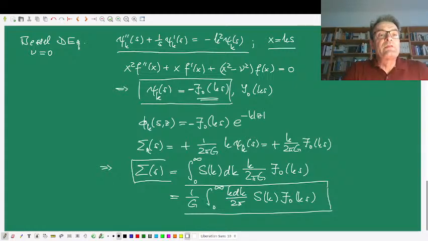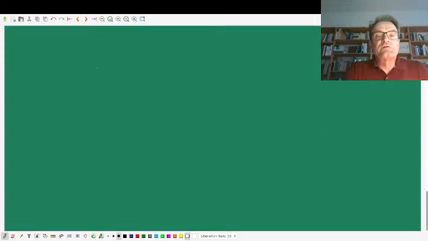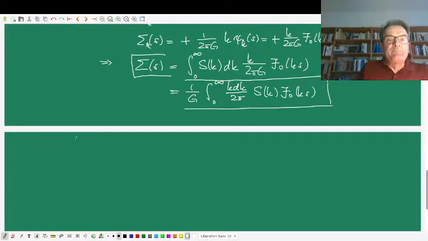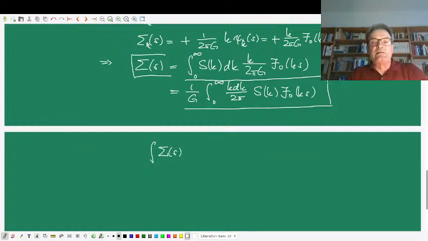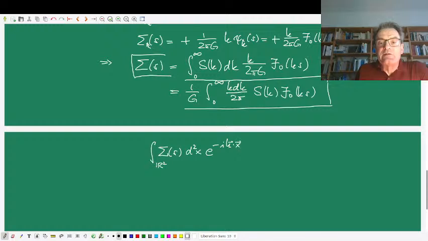Now, the same equation by a different route. Let's say I'm going to Fourier transform the surface mass density sigma of s in 2 dimensions. What do I have to do? I will have to integrate d2x over the complete 2-dimensional plane with a phase factor e to the minus i k times x. And the x is now a 2-dimensional coordinate. All right, this will be the Fourier transform of the surface mass density sigma of s.